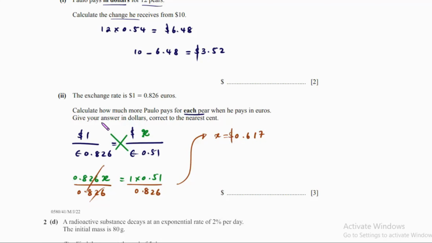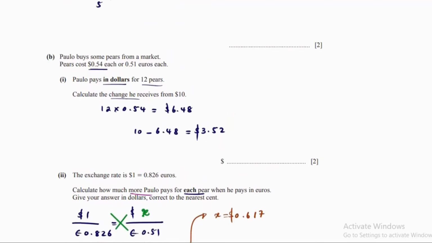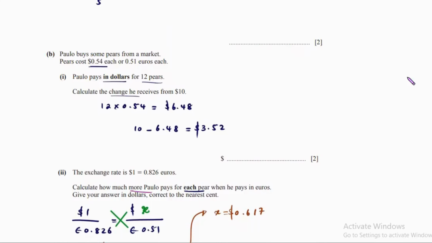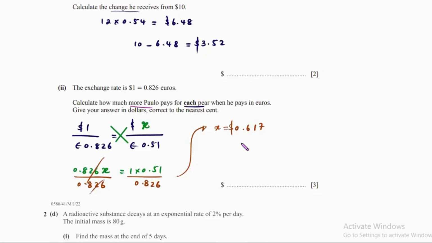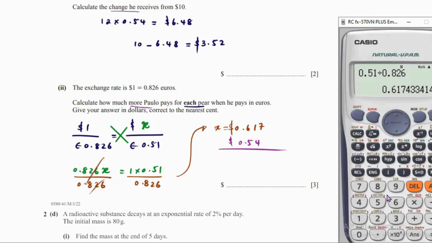But then the question is, give your answer in dollars, and we need to see how much more he pays. That is what we are supposed to find. So this same pair in dollars is the same as 0.54. So I need to deduct this 0.54 from this amount to see how much more he is paying for each pair. So in this case, when I deduct 0.54 from this amount, I get the value as 0.077.